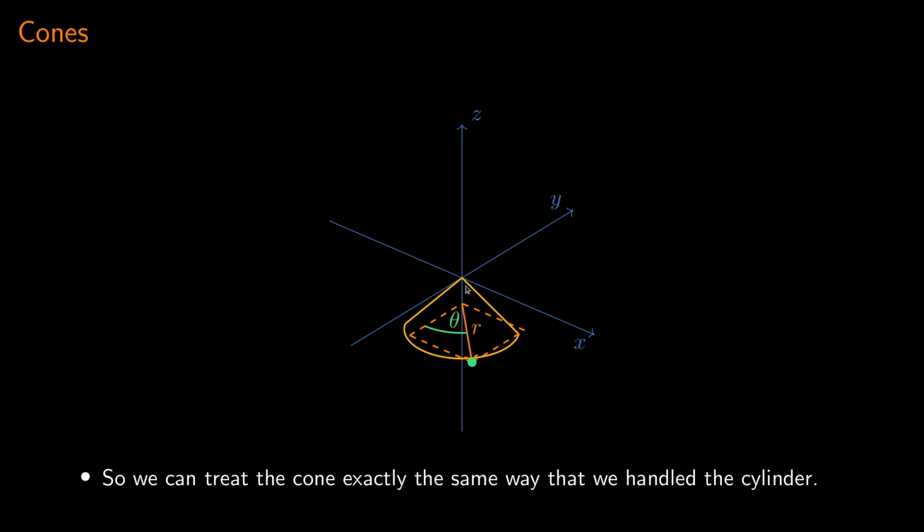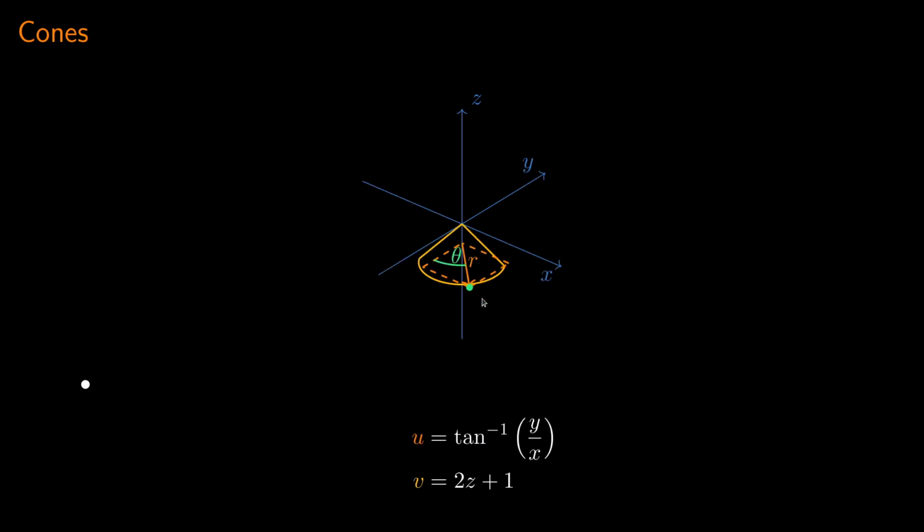This is the geometry that we specifically implemented, so that the apex of the cone is at the origin in the Cartesian space. And again, we have our point of intersection with a turquoise dot, and so any point on the cone we can represent using theta, r, and z as before, so just convert to cylindrical coordinates. So as before, we get u is equal to the arctangent of y over x. V, though, now is equal to 2z plus 1.